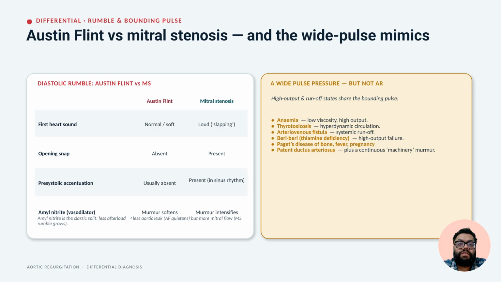Opposite responses, one sniff. On the right is the broader differential for the wide bounding pulse because aortic regurgitation is not its only cause. High output and runoff states do the same thing. Anemia, thyrotoxicosis, arteriovenous fistula, beriberi, Paget's disease, pregnancy and fever, plus the patent ductus arteriosus, which adds its own continuous machinery murmur. Find a bounding pulse, then look for the aortic murmur and the company it keeps before you commit to AR.